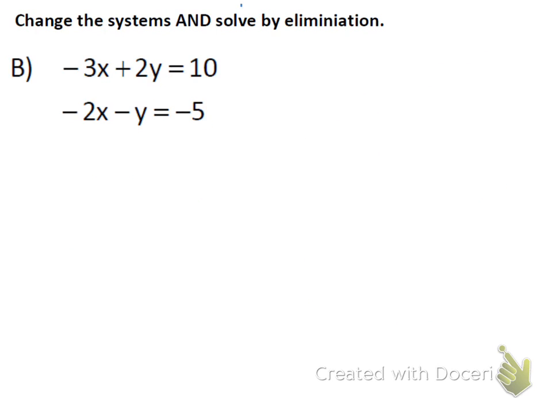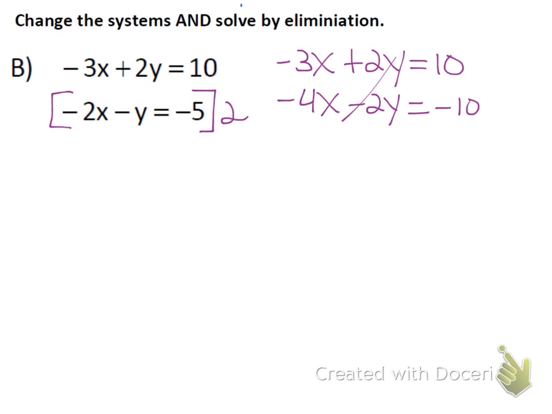On to problem B. Problem B here, how am I going to start this? I think I'm going to eliminate the Y's. And by multiplying the bottom equation by 2, I end up able to eliminate those Y's. I have opposite like coefficients, so they're crossed out here. Next, I want to add my columns together. Negative 3x plus 4x equals negative 7x, and 10 plus negative 10 equals 0.